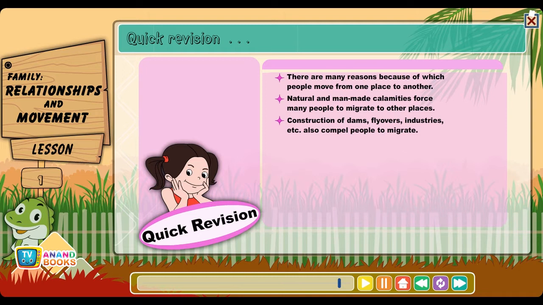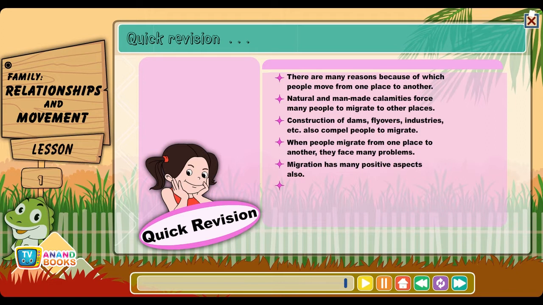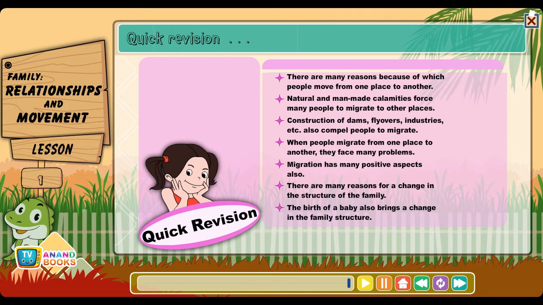When people migrate from one place to another, they face many problems. Migration has many positive aspects also. There are many reasons for a change in the structure of the family. The birth of a baby also brings a change in the family structure.